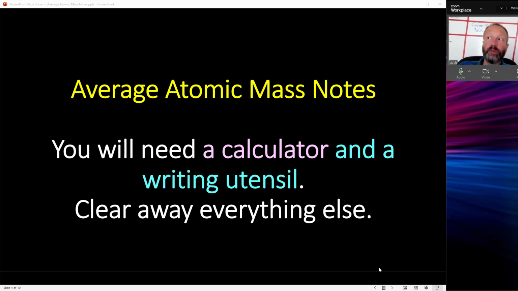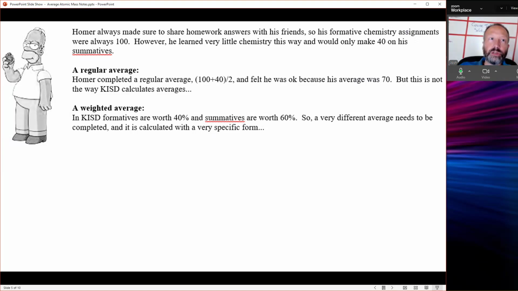Okay, it's like M&Ms. All M&Ms are M&Ms, but some of them are little tiny, and some of them have peanuts in them, and some of them have peanut butter in them, and all these other things that they now put in M&Ms. They're still all M&Ms, but they definitely have different masses based on what's inside of them. So atoms are very much the same way. We're going to look at how you calculate an average atomic mass.